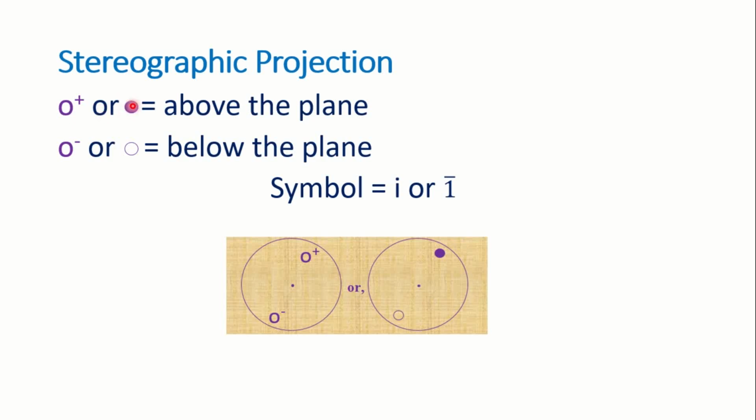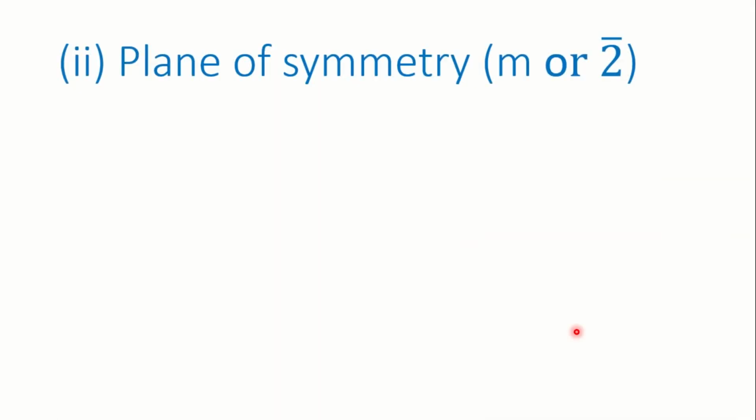Now for stereographic projection, if this O plus, or this solid disk, is above the plane, or above the paper, then O negative, or this empty circle, denotes below the plane. In that case, i, small letter i or 1 bar, is represented as: if this is the lattice point which is above the plane, then after passing through this center of symmetry, it is repeated here. So this O plus becomes O minus, or this solid disk becomes an empty circle. This is the stereographic projection.